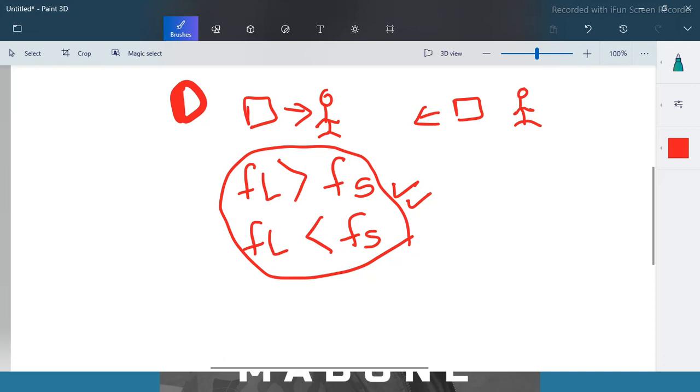But once they say the car is moving away, just know that the frequency of the source is actually the one that is going to be greater. Okay, guys? I hope I am making sense.